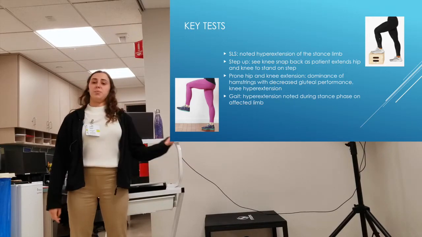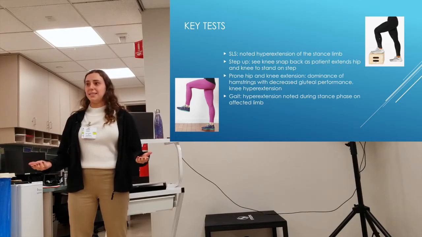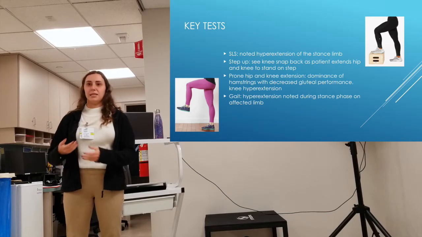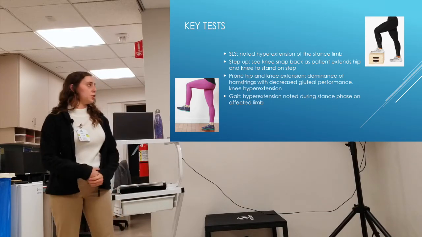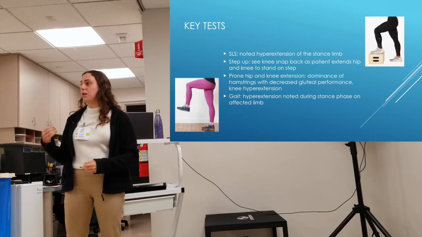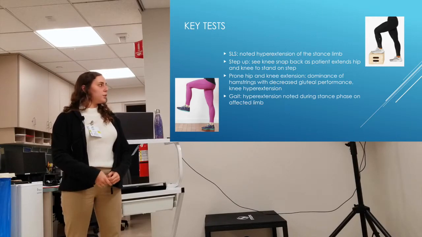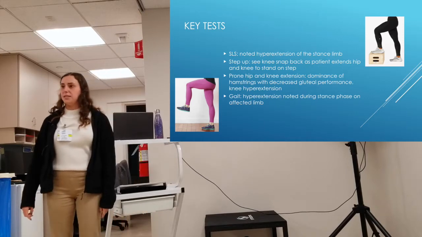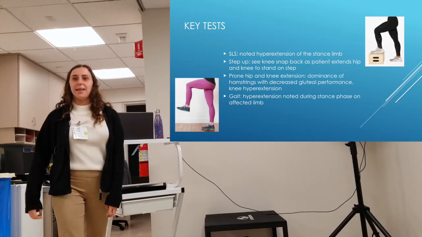You can also get them in prone and look at prone hip and knee extension. You'll see really dominant hamstrings because they're basically not using their glutes. Their hamstrings are just really strong. And sometimes they have a really hard time learning how to activate those glutes better, and they just want to use their hamstrings. And then with gait, again, you'll see with every step they're kind of snapping back that knee.